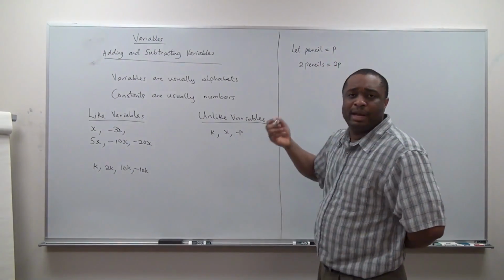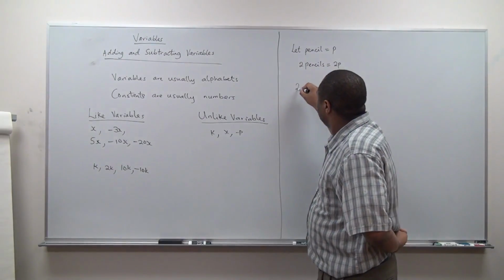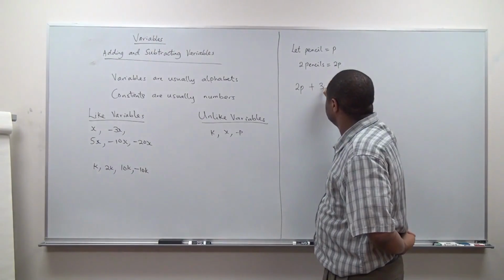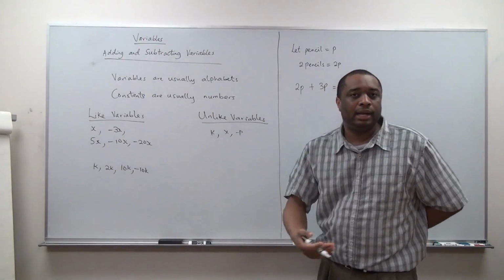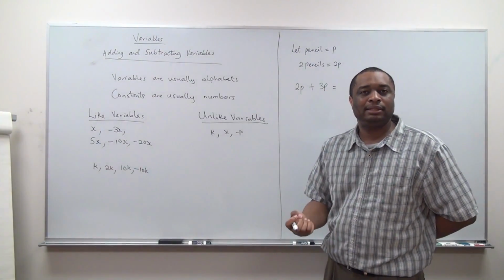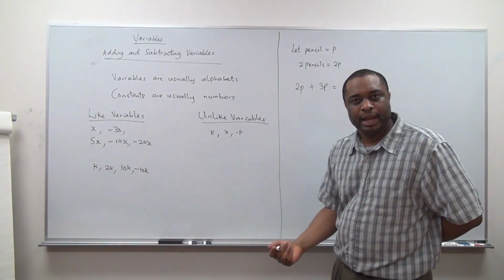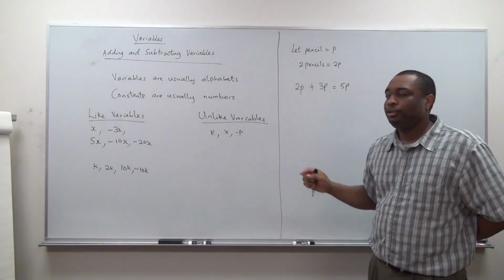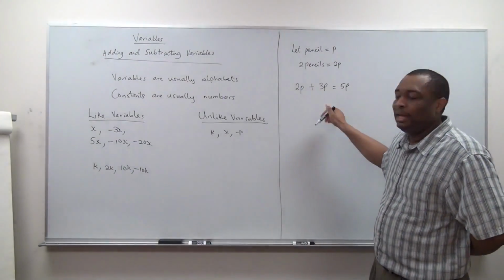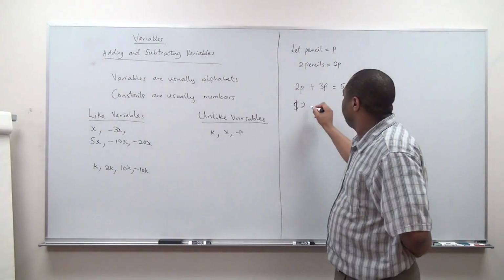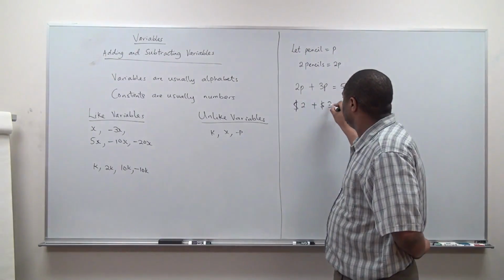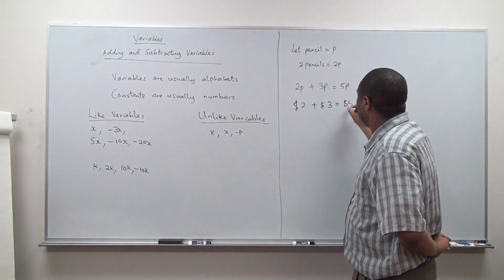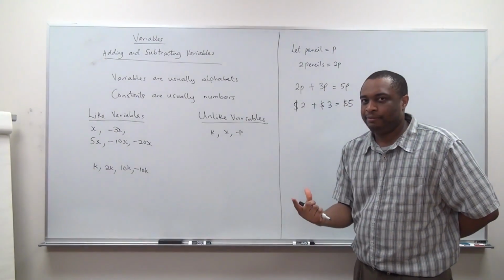So let's say now that you have two pencils and your brother has 3 pencils. Altogether, how many pencils do you and your brother have? That is 5 pencils, 5p. Now, do you see how it goes? Let's say you have $2 and your brother has $3. Altogether, how much do both of you have? $5. You don't have 5.